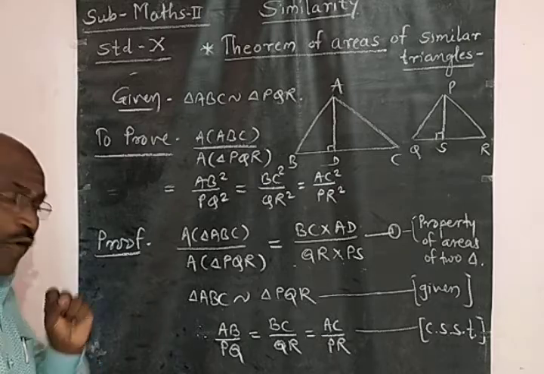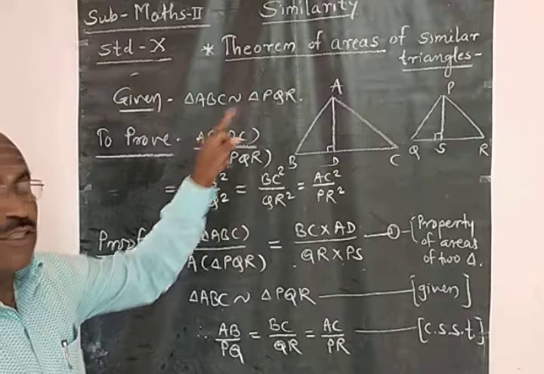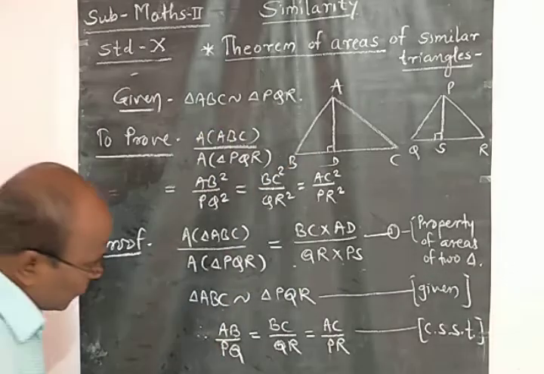Now what we have to prove here? AB square upon PQ square is equal to BC square upon QR square is equal to AC square upon PR square.